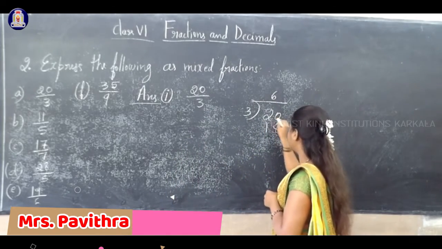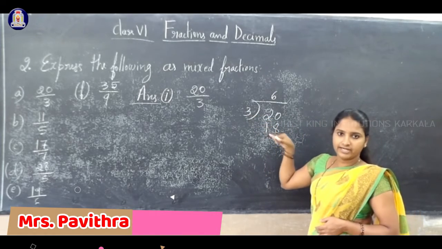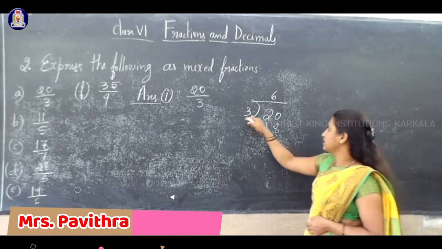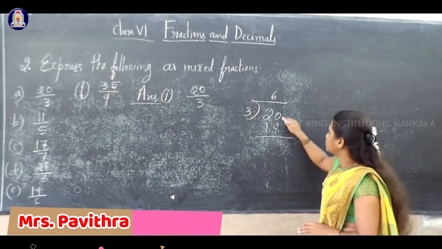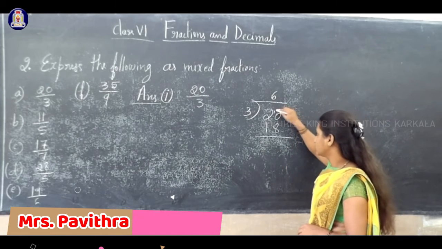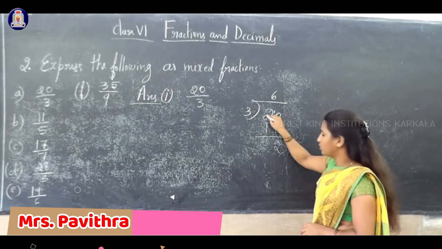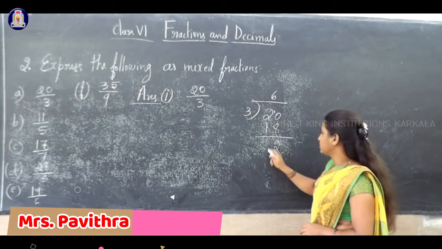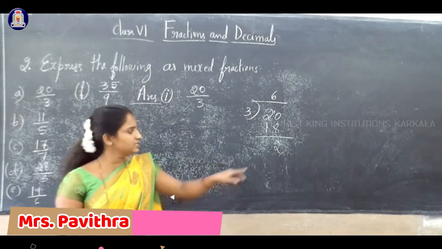Near to 20 is 18. Now from 0 can you subtract 8? No, so you borrow and it becomes 10. 10 minus 8 is 2. What is remaining here? 1, and 1 minus 1 is 0. So 20 minus 18 is 2.